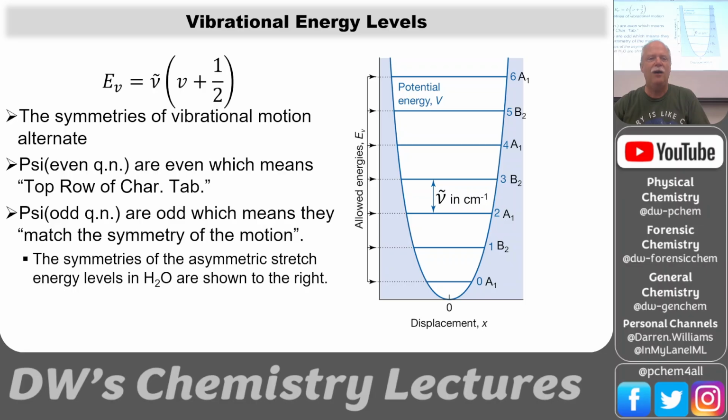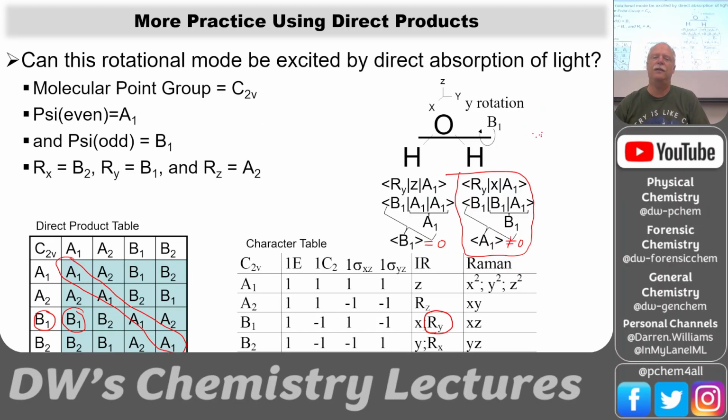And then let's do y. Oh, I didn't do y. Let's do y. Okay. Ry times y times a1. So ry is b1. We go find y in the character table, so y is b2. And then the ground state is a1. So let's pair them up. b2 times a1. Don't even look at the direct product table. Tell me what that's going to be. b2, because it's something times a1.